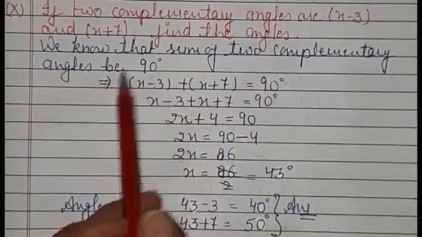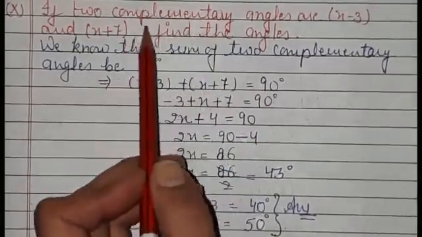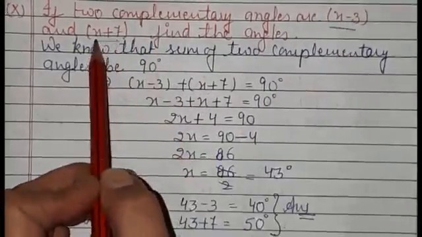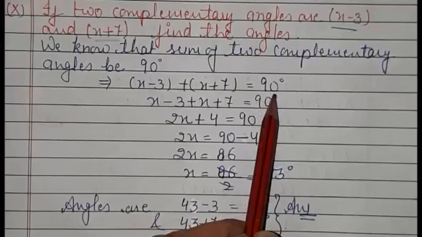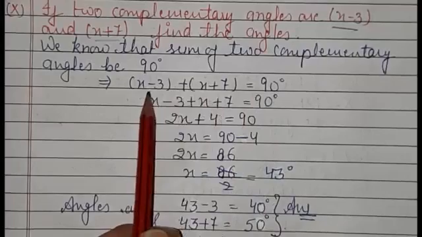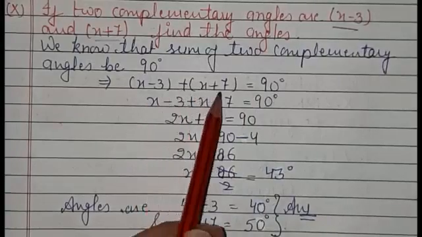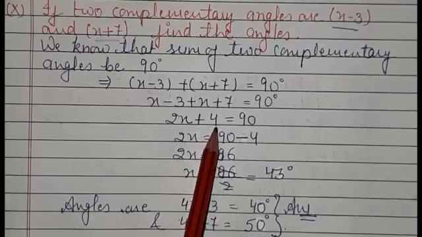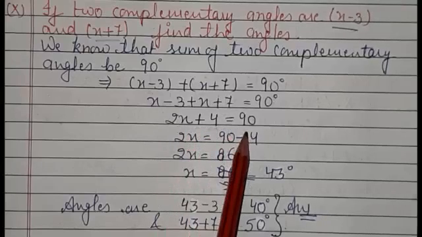Now 10th part. If two complementary angles are x minus 3 and x plus 7, find the angles. Here they are saying complementary angles, which means these two angles sum is equal to 90 degrees. Right? Calculate: x plus x is 2x, 7 minus 3 will be 4.